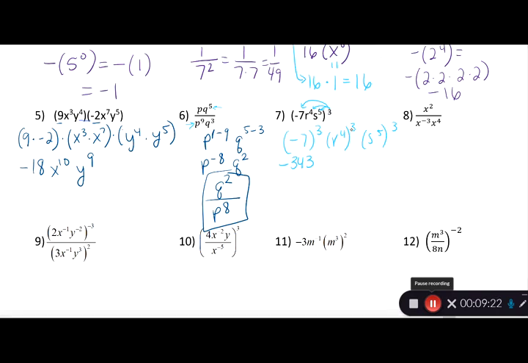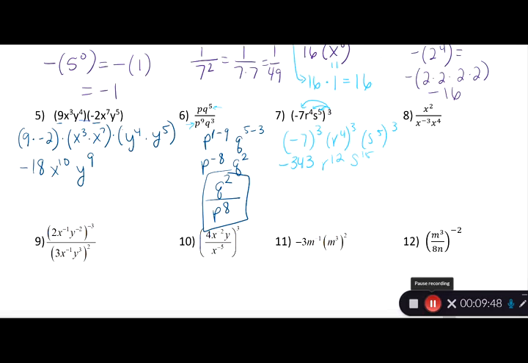R to the 4th to the 3rd, right? So now this is a power raised to a power versus before we were multiplying two at the same base. This time it's saying r to the 4th cubed. And this is where we multiply. So we actually get r to the 12th. And then s to the 5th cubed gives me s to the 15, right?